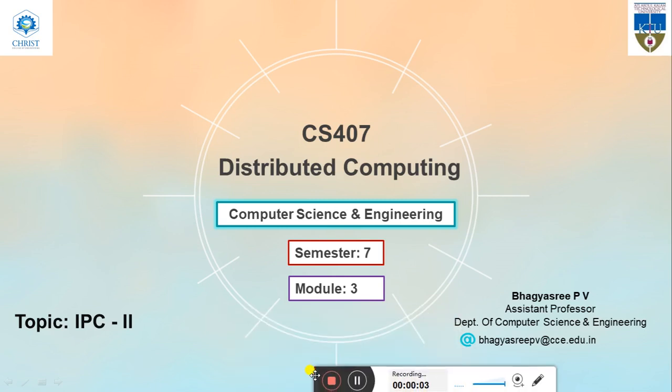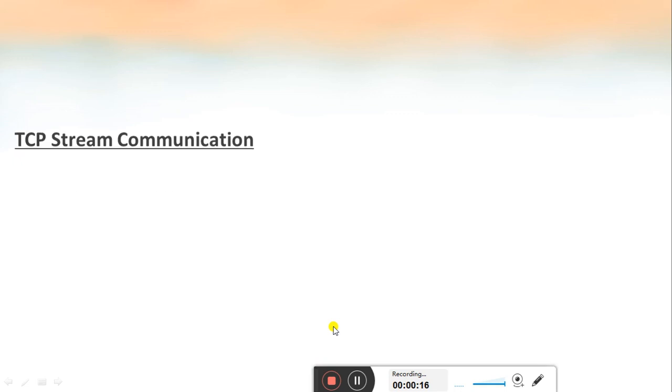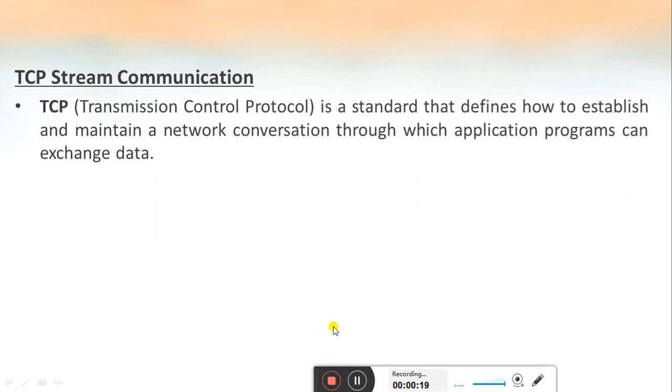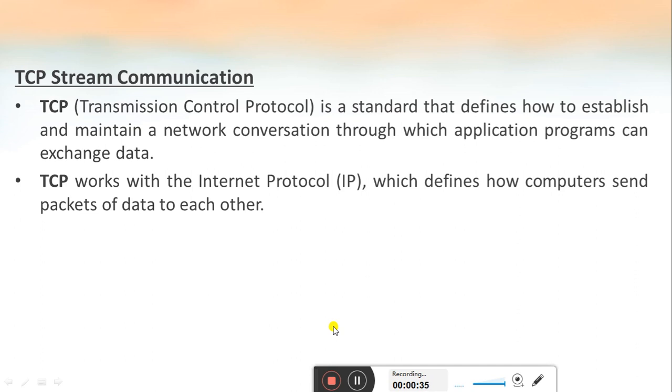Hi students, in this video we will discuss TCP stream communication, issues relating to stream communication, the failure model and finally uses of TCP. Let us see what is meant by TCP, which stands for Transmission Control Protocol. It is a standard which defines how to establish and maintain a network conversation through which application programs can exchange data. TCP works with Internet Protocol, which defines how two computers can send packets of data to each other.